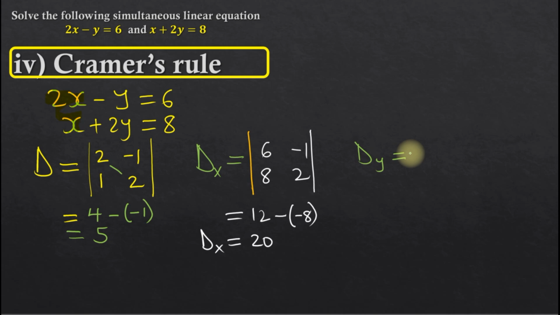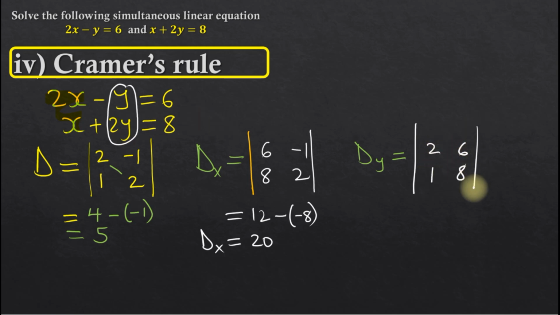In our case, let us extract y. So I take 2, 1, 2, 1, and then 6, 8. Again, multiply the elements in the main diagonal, 2 times 8, 16, then minus 1 times 6, we get dy is 10.